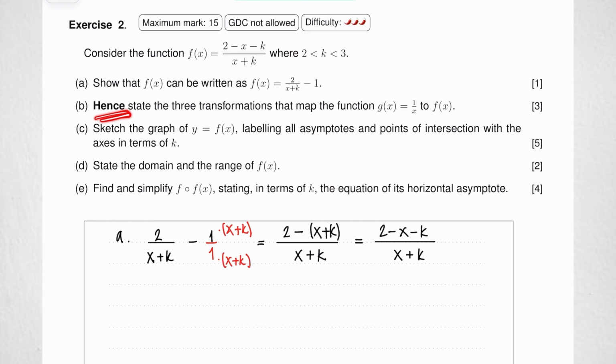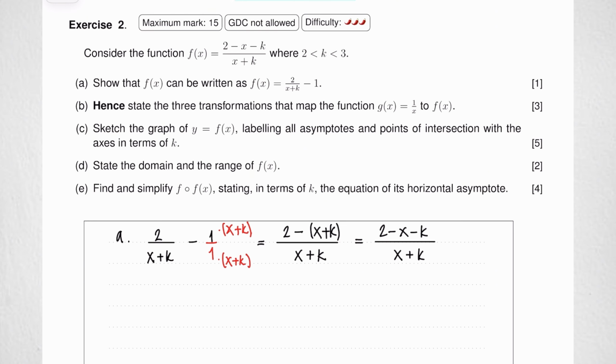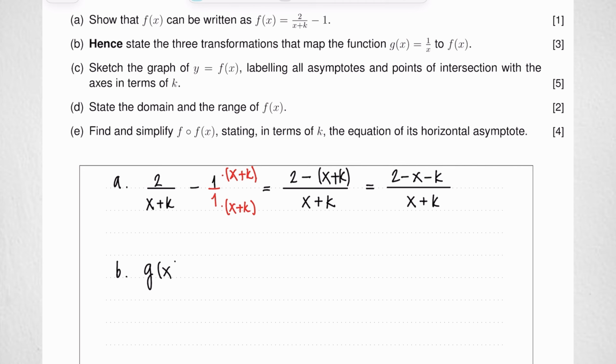Now the word hence shows that we need to use the answer that we got from question A in question B, which means in this case it should give you a slight hint, meaning that it's much easier to see the transformations if you think about f of x like this, as 2 over x plus k minus 1. Now what's the parent function here? Well, it's g of x, which is 1 over x.